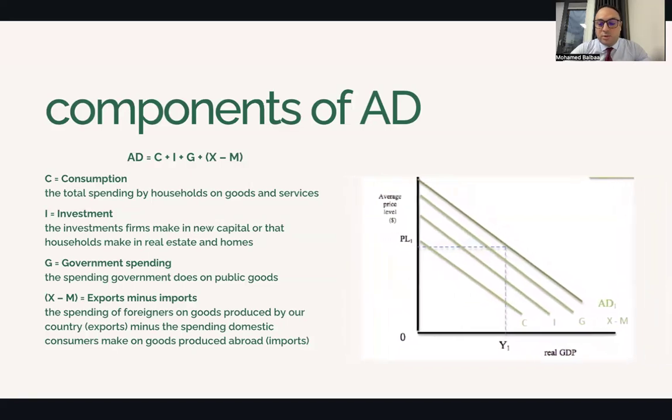C is for personal consumption, the total spending by households on goods and services. I is for investment, the total spending by companies and businesses. G is for government spending, the total spending on public services and goods. And finally, exports minus imports, which is the spending of foreigners on our goods, from which we subtract our spending on foreign products. So we have net exports.